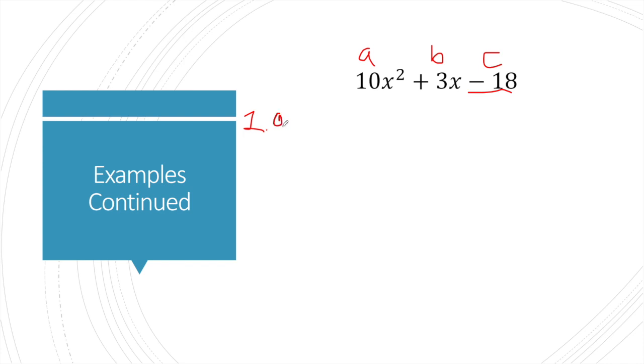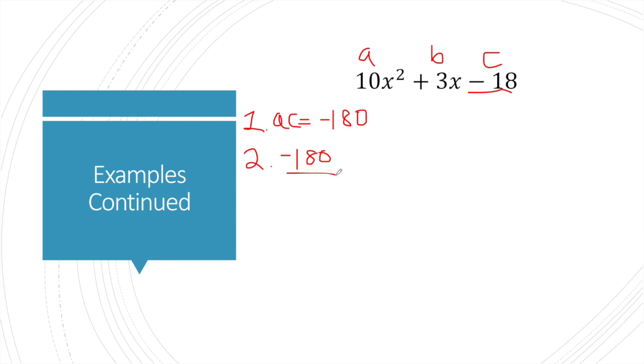So what is AC in this case? AC is going to be 10 times negative 18. That's going to give us a negative 180. And that's a big number to find the factors of. So we can go by trial and error. You could make a factor tree if you want. Let's go through, though, and write down a couple of factors for negative 180. That's our second step.